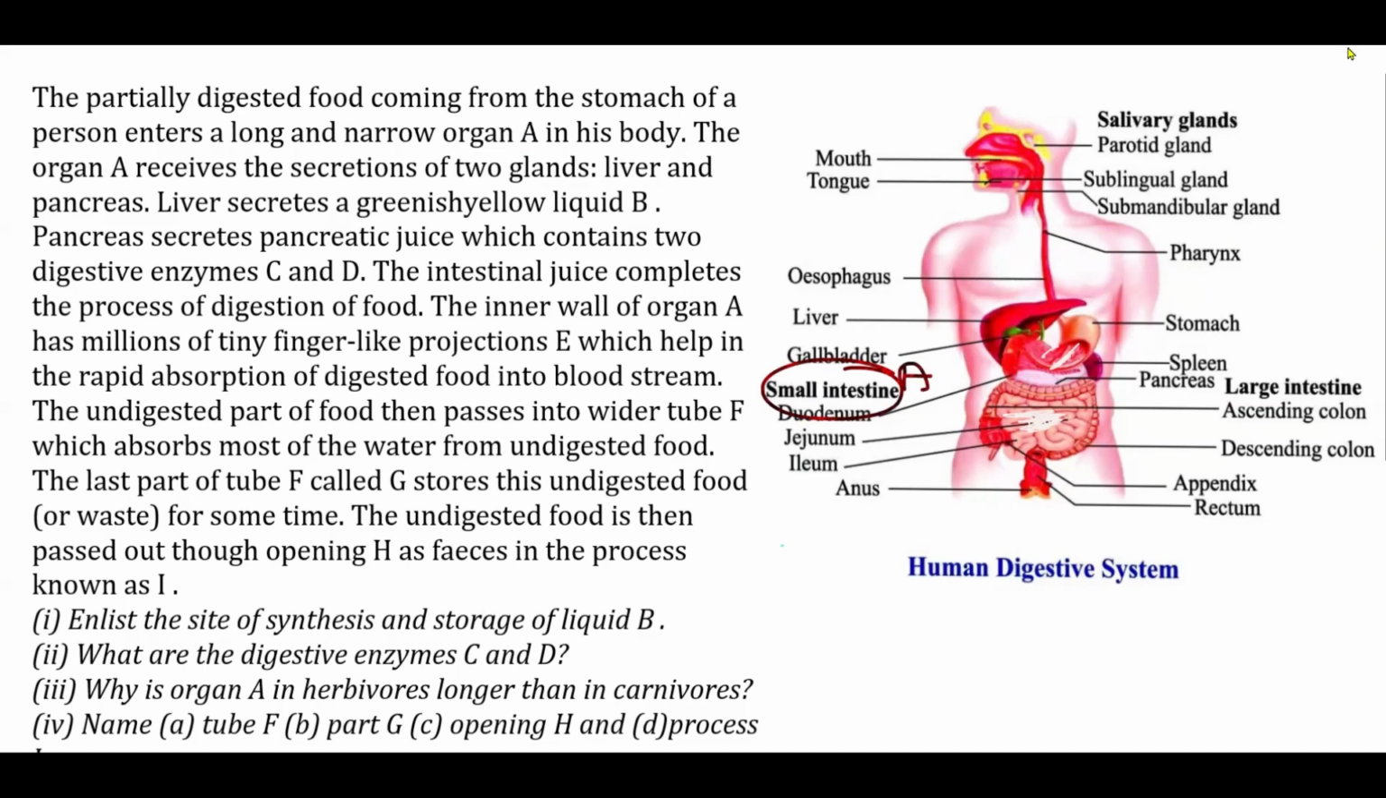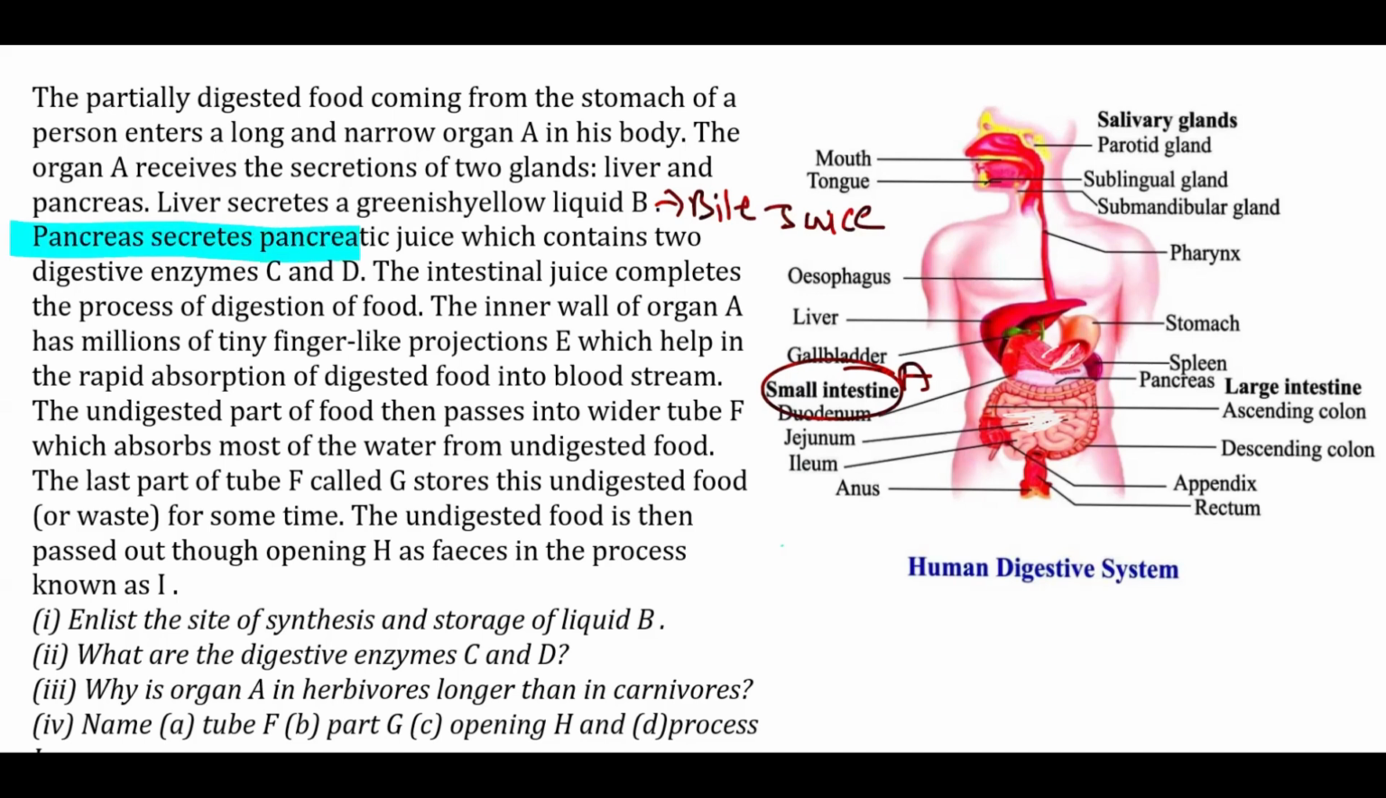As I read further, it says that the organ A receives the secretions of two glands, liver and pancreas. The liver secretes a greenish liquid called B. And what is that greenish liquid secreted by the liver? That is bile juice. So I'll be writing B here as bile juice, which does the emulsification of fat globules.